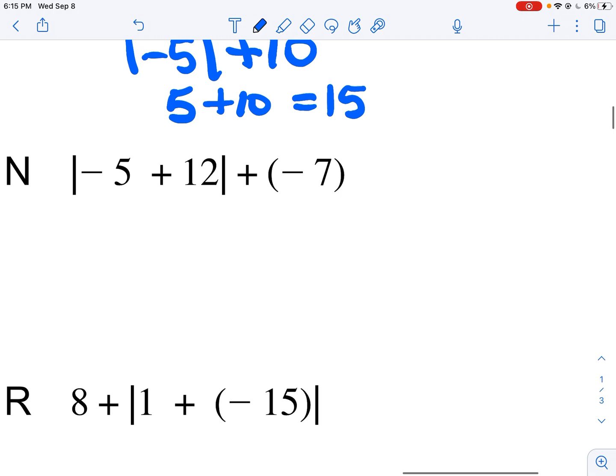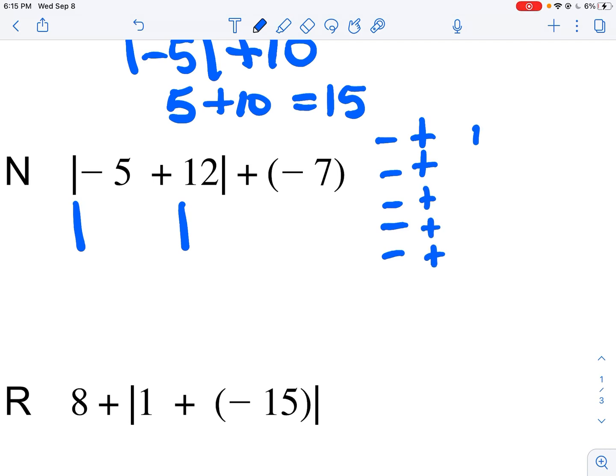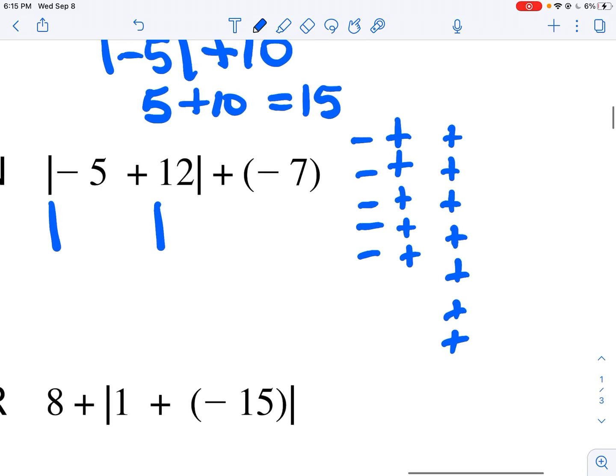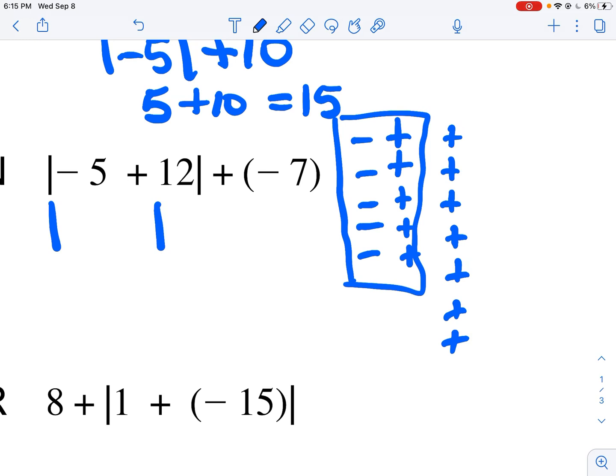Okay, I go to my next one. Okay, so I have 5 negatives, and I have 12. Is that right? 2, 4, 6, 8, yeah. These cancel out, and I'm left with 7 minus 7. So the absolute value of 7 is 7. I subtract these and I get 0.